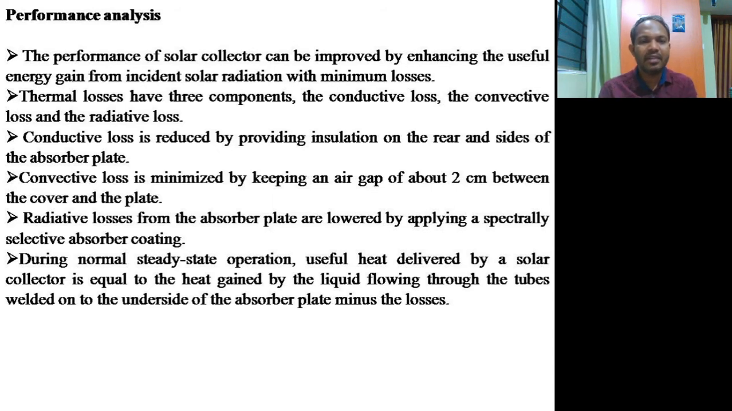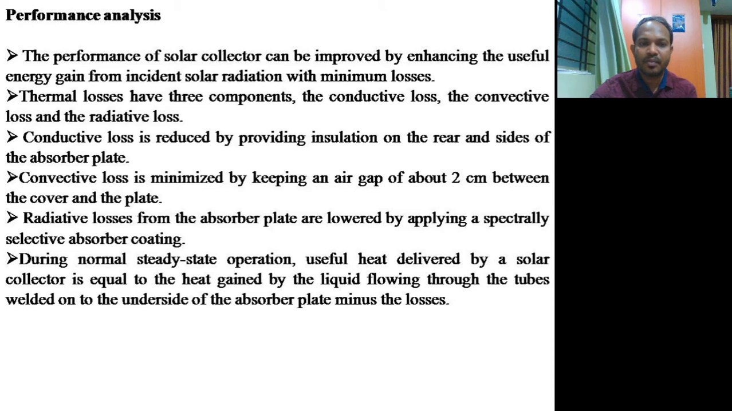Okay, next let us go to the radiative losses. Radiation losses don't require any material medium. Even in space, it just gives out heat by electromagnetic radiation. That is how we are getting solar radiation from the sun. Okay, these thermal losses can occur in three ways: conductive loss, convective loss, and then radiative losses.